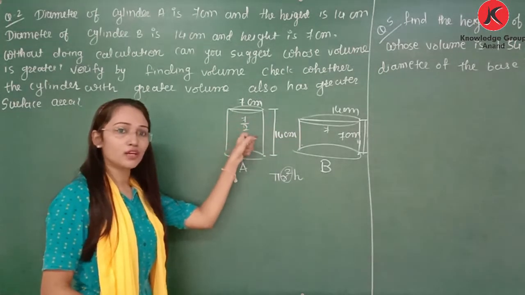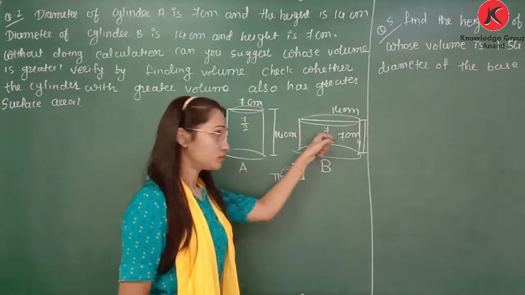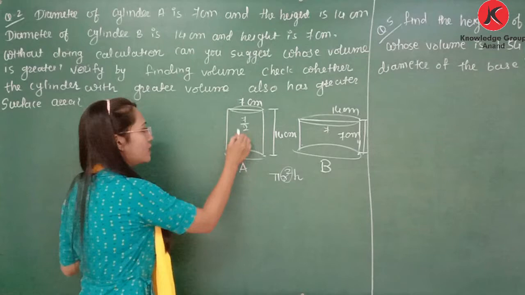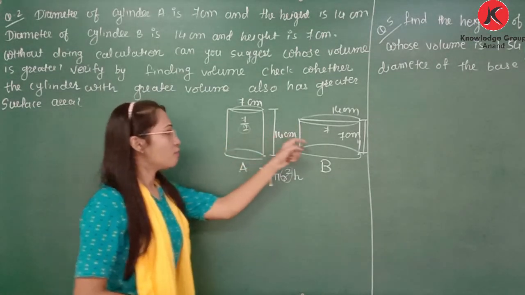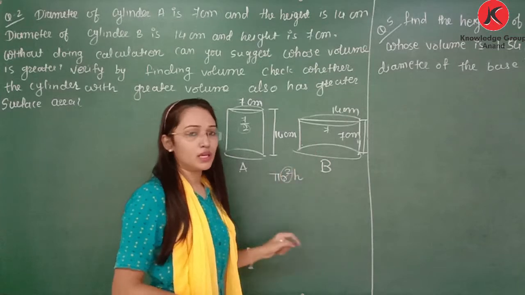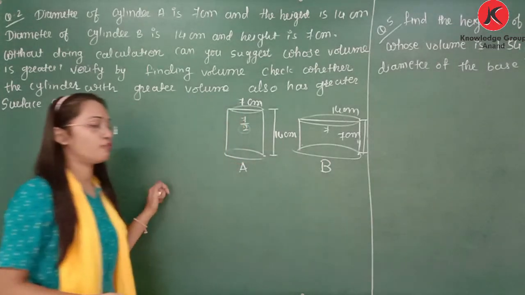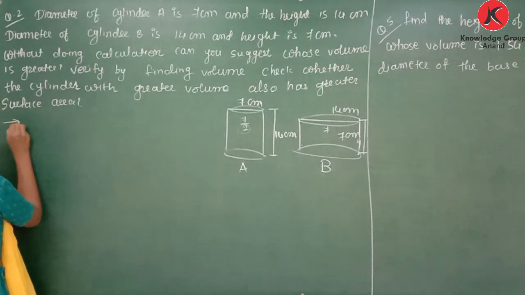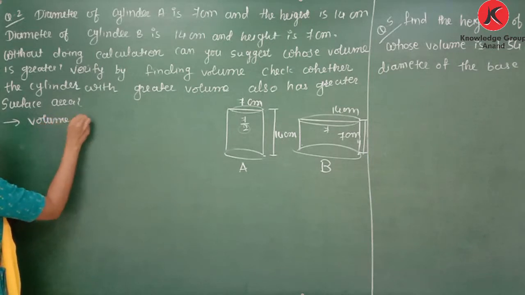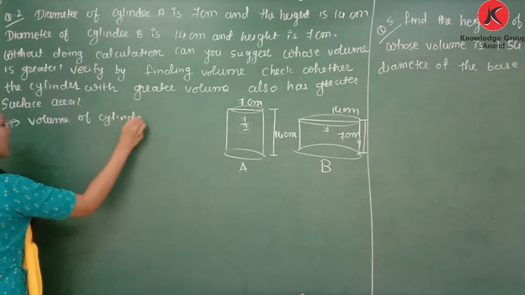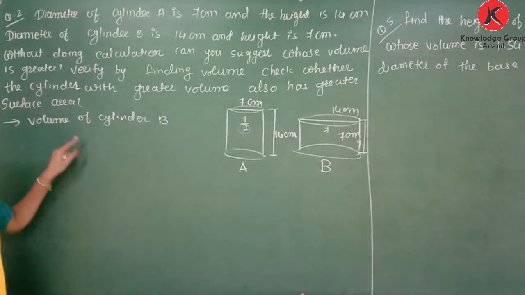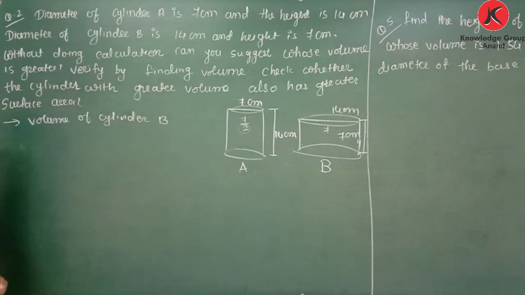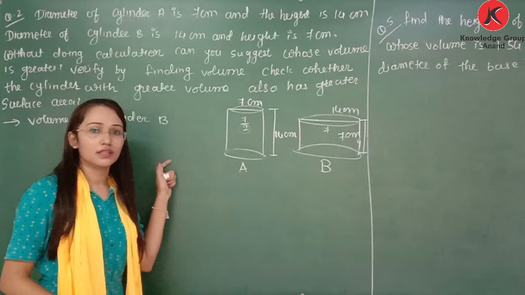We need to take here 7 by 2 square, and here we need to take 7 square. Of course 7 square is more than 7 by 2 square, because there is a divide, it is 3.5. So the volume of cylinder B will be greater. So from the equation we can suggest that the volume of cylinder B will be greater. Now we can write volume of cylinder B. That is the answer of the first question. Now second is verify by finding the volume. So now we need to verify our answer. Are we correct or not?